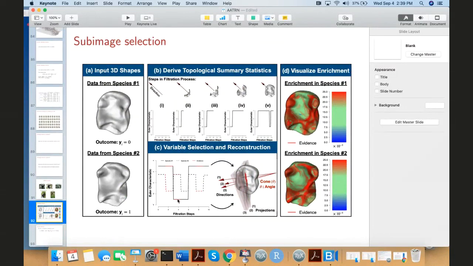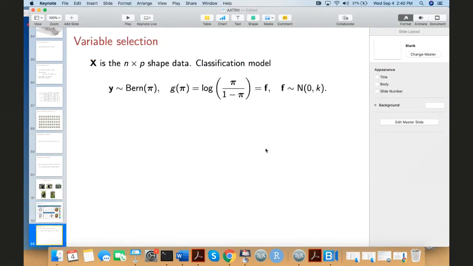Then we take those red points, or red variables that we've marked, and we pull that back onto the shape. We can do that because the Euler characteristic transform has an inversion in a way. And then we visualize that. The way we visualize that is we have an enrichment statistic, and this enrichment statistic tells us how much evidence there is of a difference at that point. So this is the Sinatra pipeline, and I'm going to roughly talk you through parts of it.